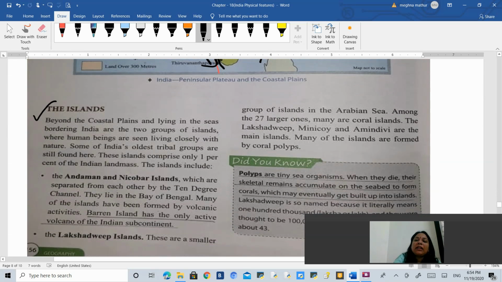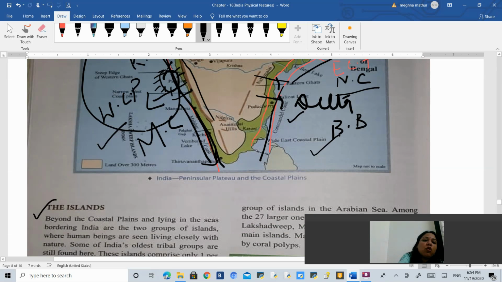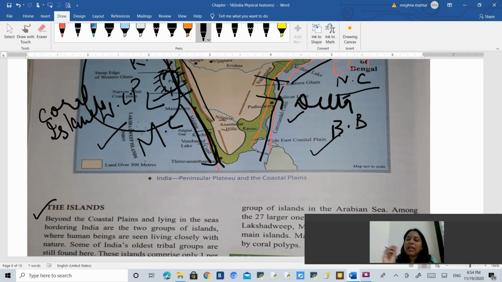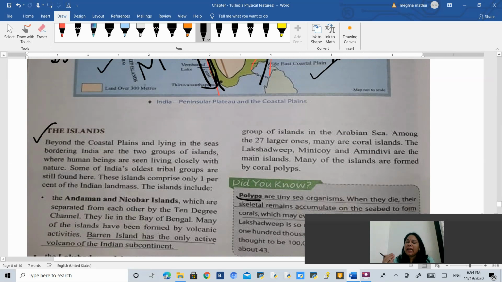As I told you, India has two groups of islands. Here you will find the Lakshadweep Islands, and here you will find the Andaman and Nicobar Islands. Lakshadweep Islands are a group of islands, and they are also called coral islands, because they are formed by corals. Now, what is a coral? Inside the sea, you will find a kind of small organism called polyps. Polyps are very tiny sea organisms, and they always live in colonies, that means in groups.